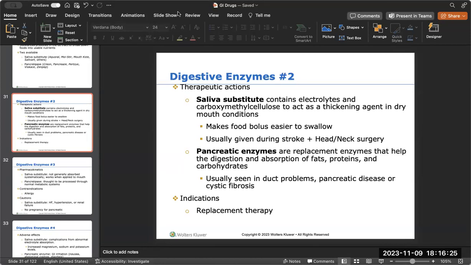Pancreatic enzymes are replacement enzymes. The pancreas is very important in helping your body absorb a lot of fats, proteins, and carbohydrates. However, patients with cystic fibrosis, duct problems, or pancreatic disease can't do that, especially our cystic fibrosis patients. So we give these pancreatic enzymes to them to help absorb fats, because cystic fibrosis is a respiratory-like complication, but it also affects the lungs, the GI, and respiratory tracts, and it causes malabsorption. That's why we see the use of pancreatic enzymes in someone with cystic fibrosis.